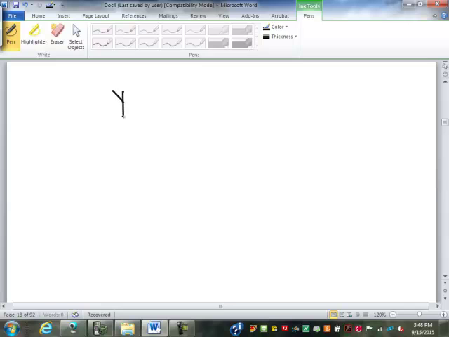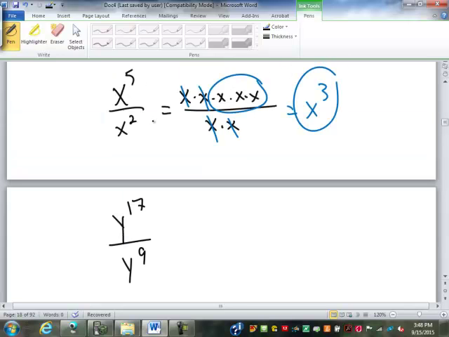If we have y to the 17th over y to the 9th. Now basically what happened here, just like when we multiply variables with powers, the appearance is that the powers get added. When we divide variables with powers, the appearance is that the powers are subtracted. So this is going to be y to the 8th. 17 minus 9 is 8.